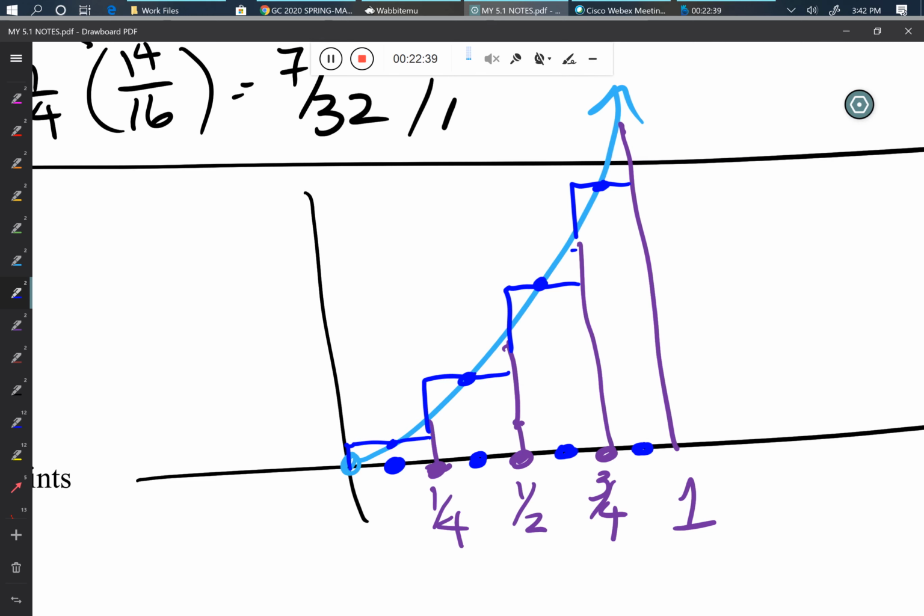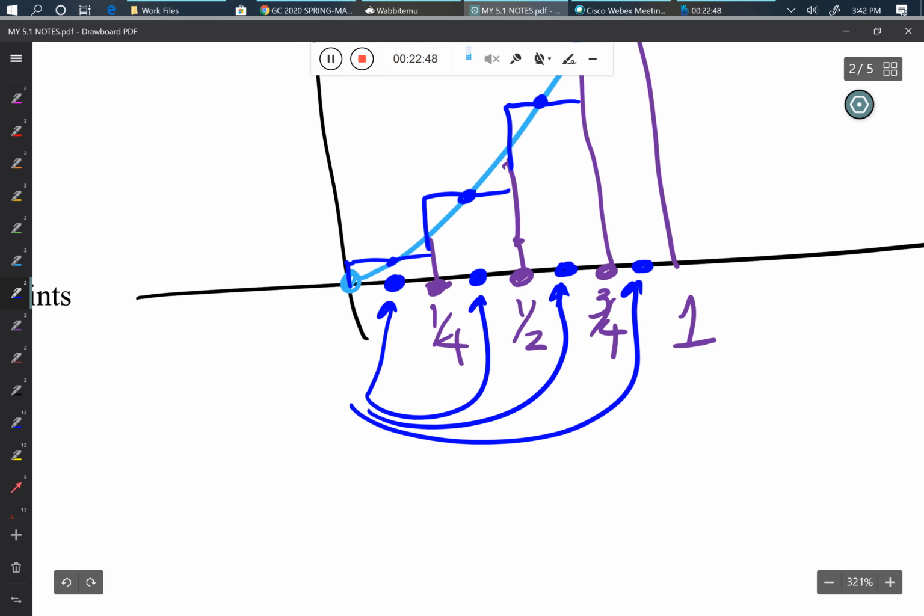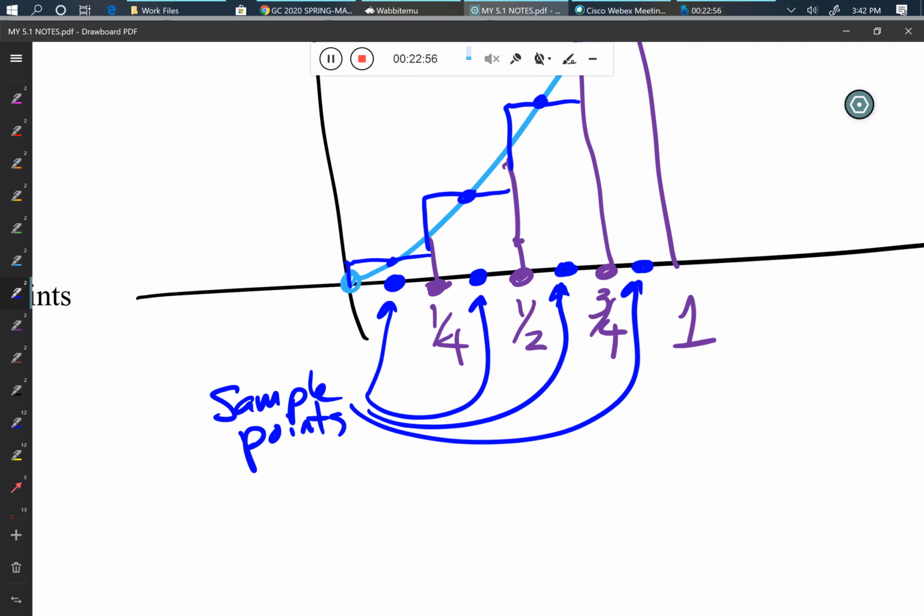Right? So what are those sample points? Did you hear that term I used? What are those sample points that we're going to use? Well, the sample points are the midpoints. And how do you find the midpoint of an interval? Well, to find the midpoint of the interval, you add the endpoints, divide by 2.